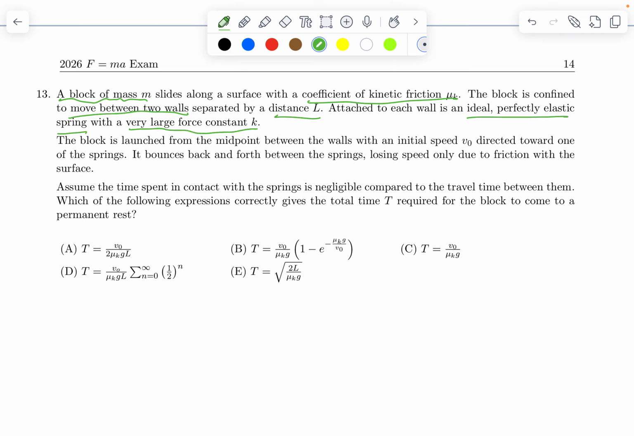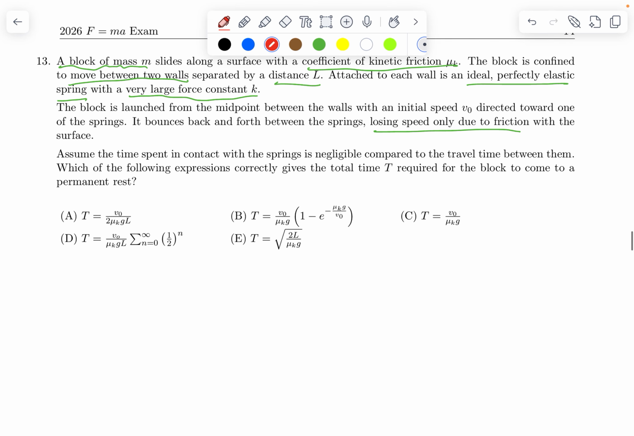The block is launched from the midpoint between the walls with an initial speed v0 directed toward one of the springs. It bounces back and forth between the springs, losing speed only due to friction with the surface. Assume the time spent in contact with the springs is negligible compared to the travel time between them. Which of the following expressions correctly gives the total time t required for the block to come to a permanent rest? Okay, so first let's draw a diagram.